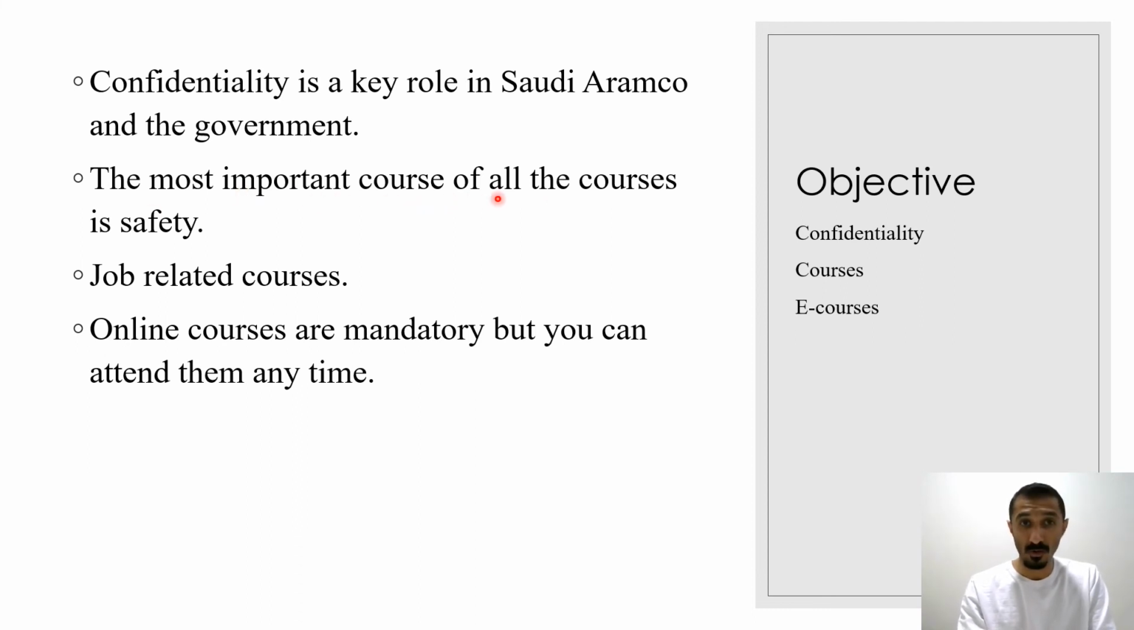The most important of all courses is safety. Wherever everyone goes inside Saudi Aramco, the first and most important thing they must keep in mind is safety. Also, I have done other courses related to the company GI to be followed, and job related courses, for example, SCABA and work permit receiver. Last, we have the e-learning courses. They are mandatory courses. You must take them, but they are flexible. You can attend them anytime you want, but you must take them.